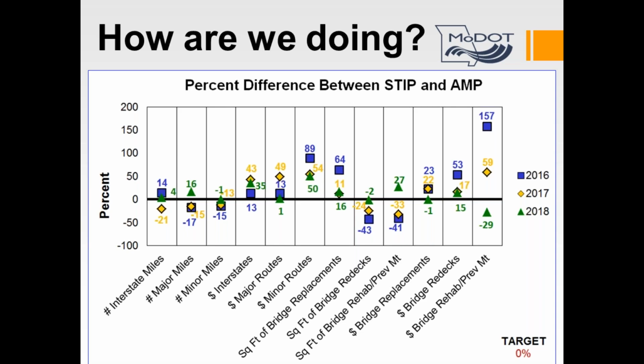We're measuring the number of miles, square foot of deck, as well as the costs. The first year, represented by the blue square, compared to last year, the green triangle shows a vast improvement. The goal or the target is to be as close to 0% as possible, because what we indicate in the asset management plan should be reflected in this STIP.